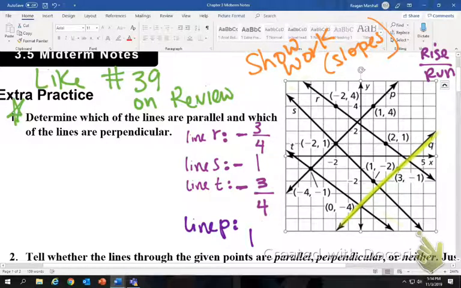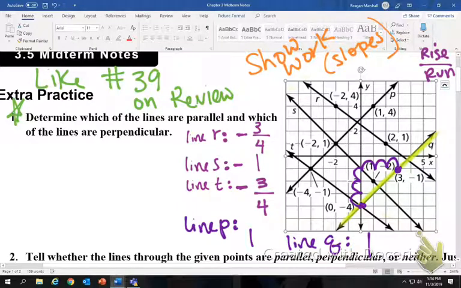Last one, line Q. I'm just going to write it down here. Line Q. As it goes left to right, is it getting taller or smaller? It's getting taller, which means it's positive. Do your rise over your run. So we're going to go up 1, 2, 3, and over 1, 2, 3, which again reduces to 1.